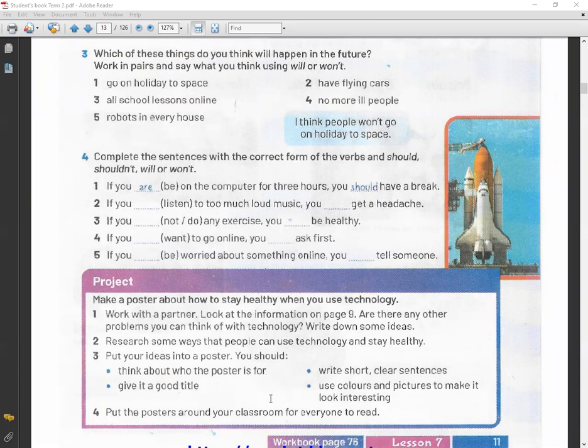You should think about who the poster is for. Write short, clear sentences. Give it a good title. And finally, use colors and pictures to make it look interesting. Number 4, put the posters around the classroom for everyone to read.